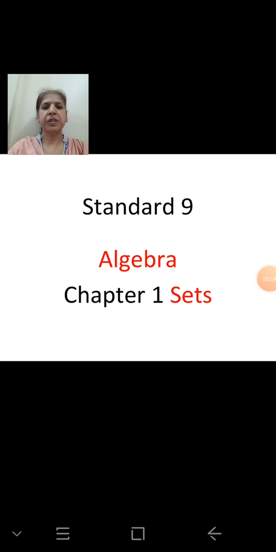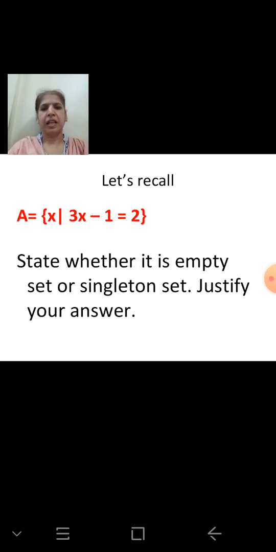Let's continue chapter 1, sets. Set A is equal to the set of all x such that 3x minus 1 is equal to 2. Now state whether it is an empty set or a singleton set. Justify your answer. So what are you going to do?